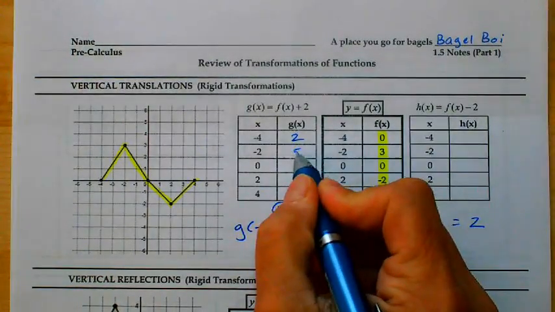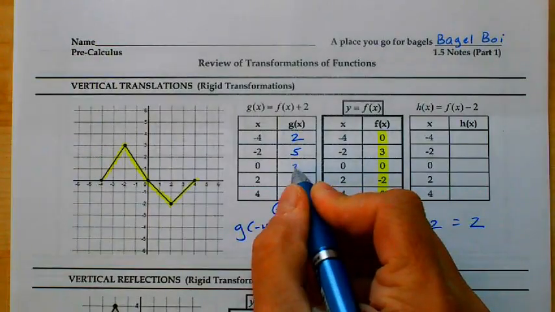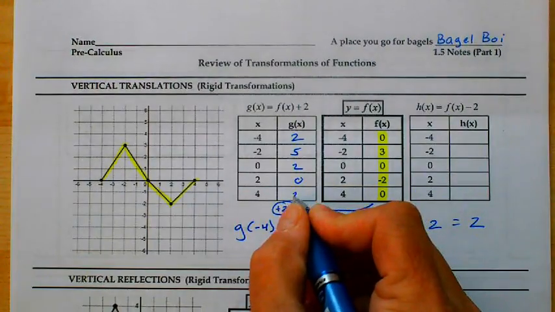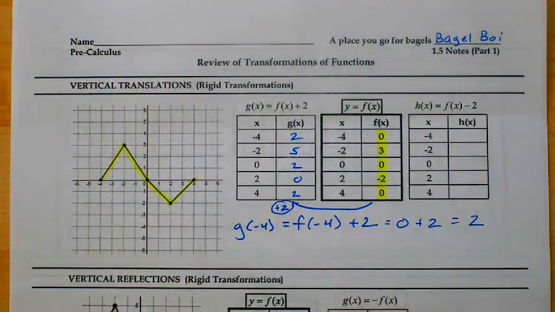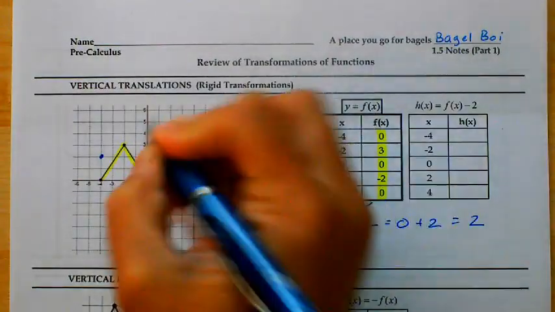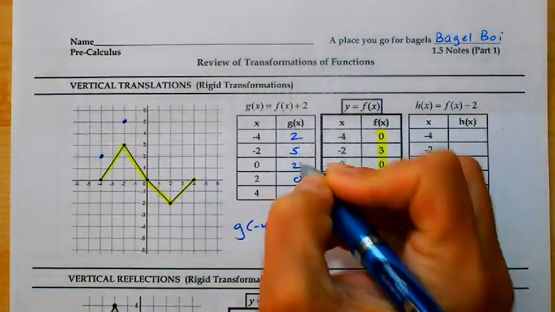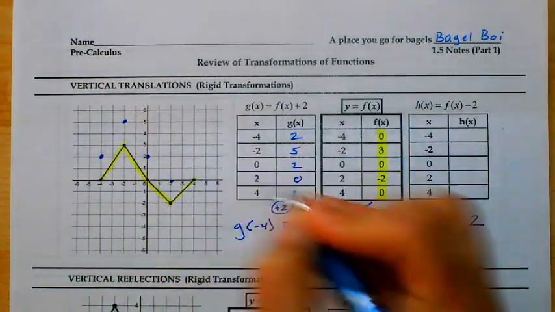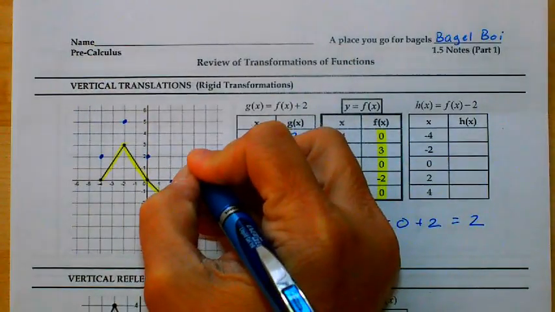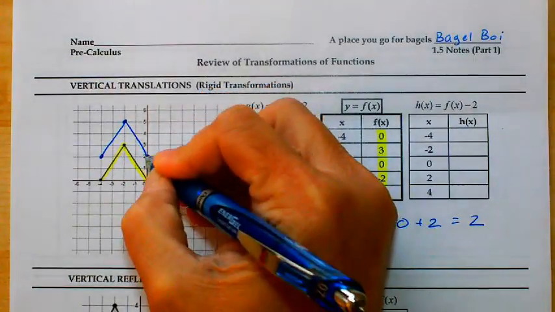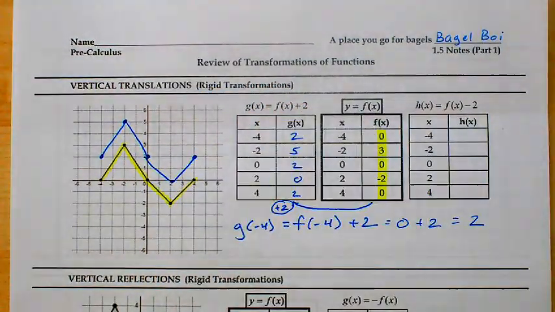3 plus 2 becomes 5. 0 plus 2 becomes 2. Negative 2 plus 2 becomes 0. And 0 plus 2 becomes 2. And great, we have a whole new list of ordered pairs. How about we plot them now? Negative 4, negative 2. Negative 2, 5. 0, 2. 2, 0. And 4, 2. Beautiful. As we reconnect these points along the function, we get the graph of g of x, which I've tried in blue.